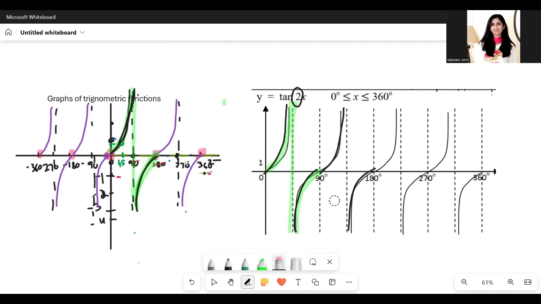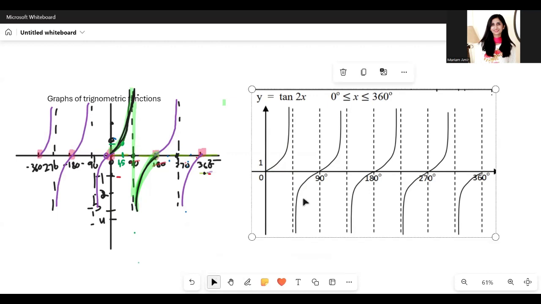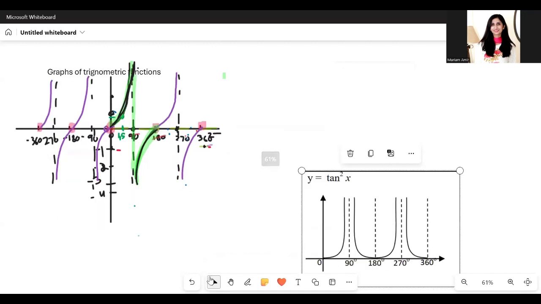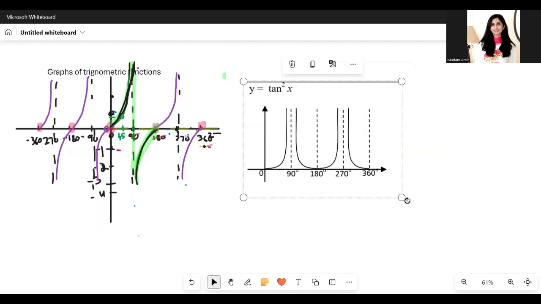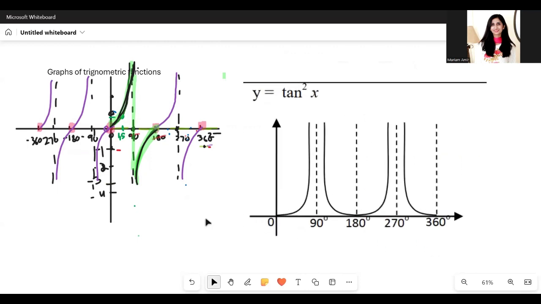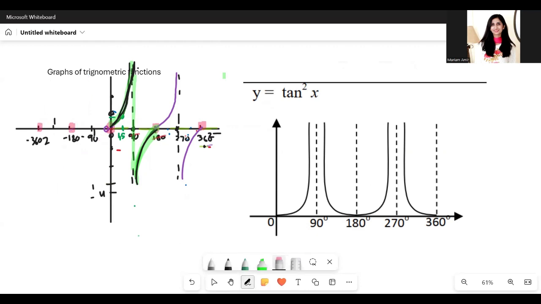Okay, moving on. What else do we have in the worksheet? We have tan square x. Let me show tan square x to you now. Here's tan square x, so it's not going to have any negative values. So every negative value gets reflected upwards. So let's ignore this negative part and look at the positive part only.